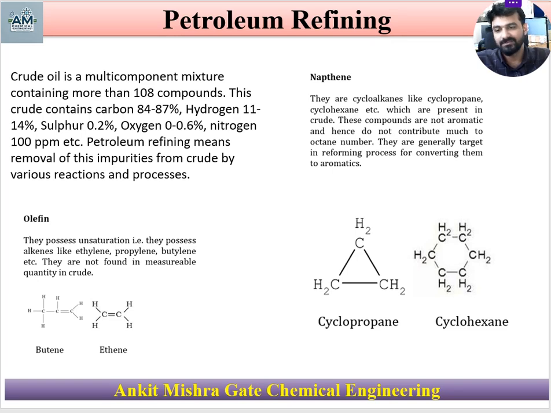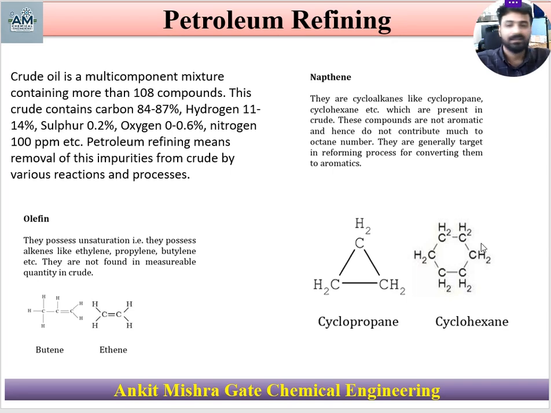Here is the revision series of chemical technology for chemical engineering. So I will start with petroleum refining here, and already I have discussed the petrochemical industry, the sulfuric acid production industry, the nitric acid production industry, all of these. So let's start with petroleum refining.